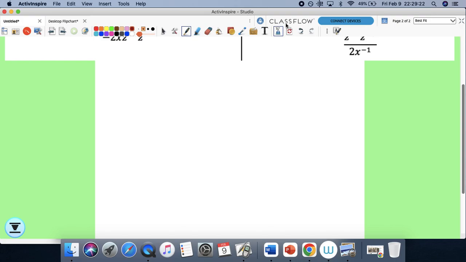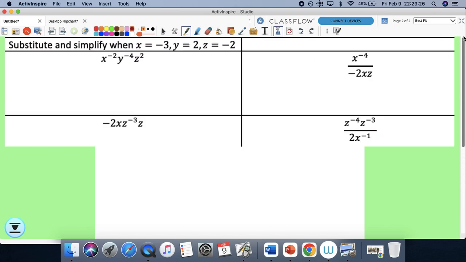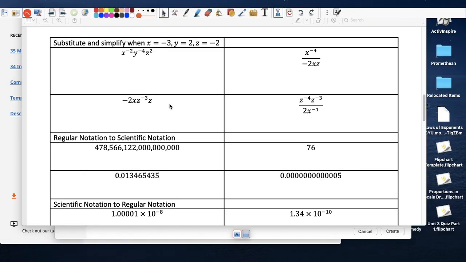All right, so again, pretty simple so far. All right, scientific notation. So we want to write this in scientific notation.